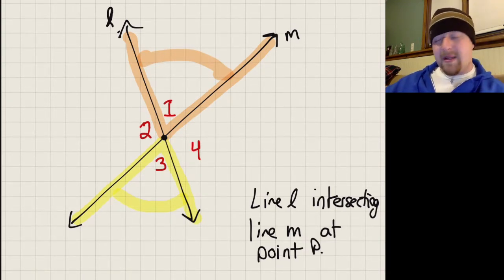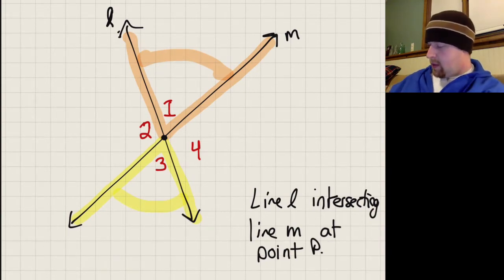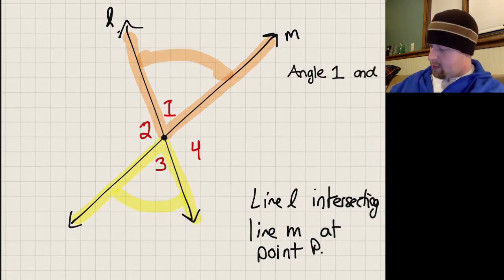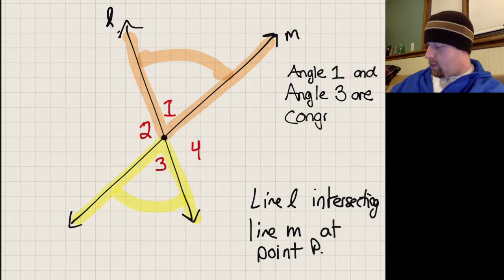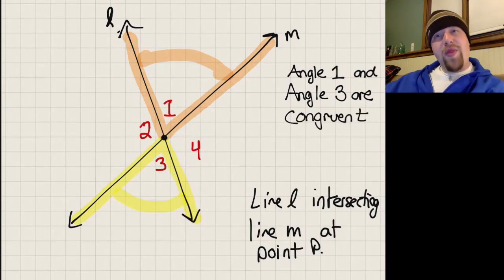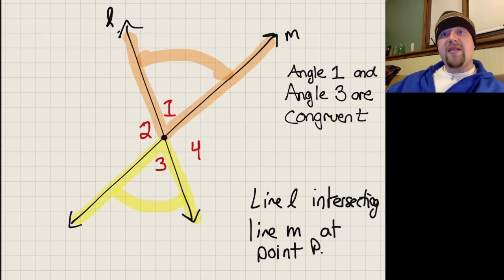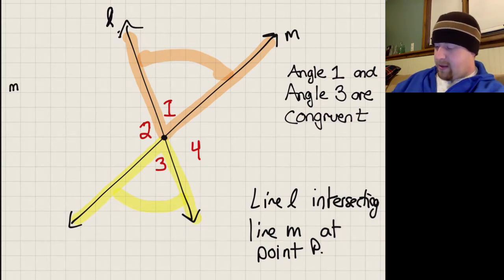I'm going to write it on the right-hand side here. Angle 1 and angle 3 are congruent. What that means is that they are the same. They have the same measurement, okay? The statement we would use for this looks something like this. The measurement of angle 1.